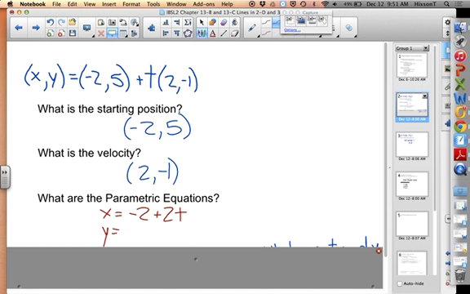Now how about our y parametric equation? What would that be? Yes, 5 plus t times -1 is minus t, so 5 minus t. Good. So you're just looking at it this way: horizontal components give you your x parametric equation, and vertical components give you your y parametric equation.